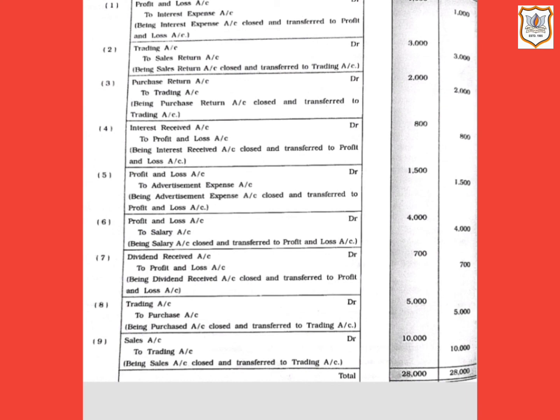Now next, eighth, purchase account. Here purchase account is given, that is 5,000. Here purchase account will be closed and it will be transferred to trading account and there it will be shown on debit side. So here trading account will be debited and purchase account will be credited. Purchase account always shows a debit balance, but as it is being closed, so here it will be credited. And in narration we will write being purchase account closed and transferred to trading account.